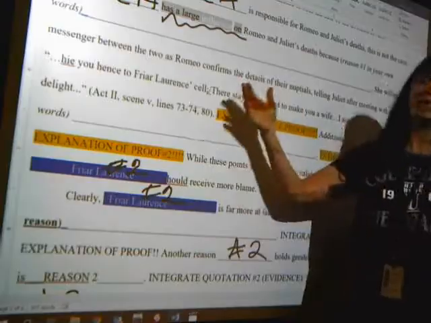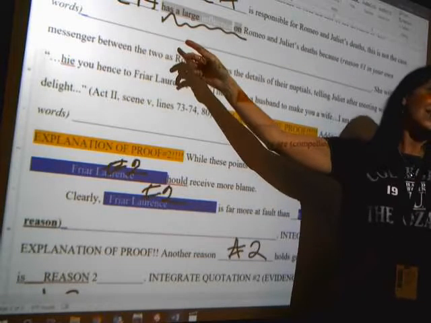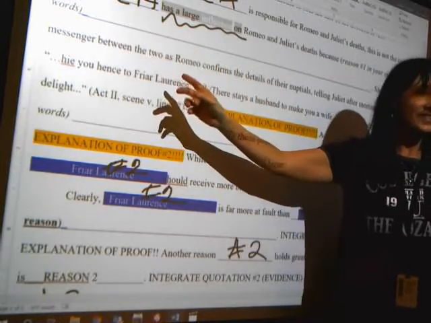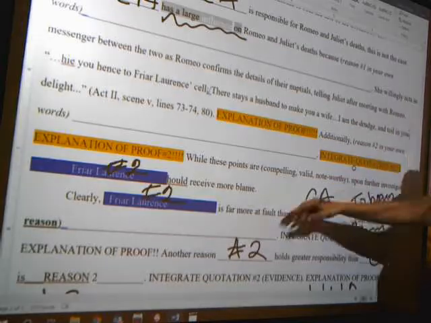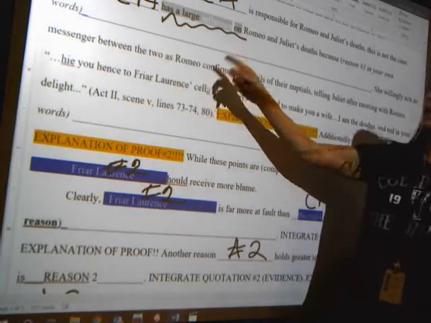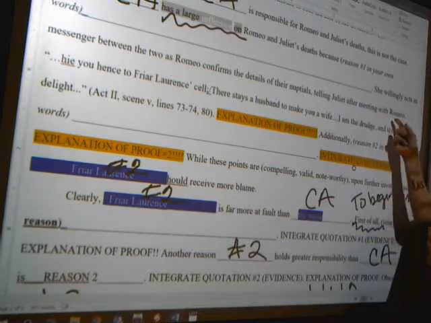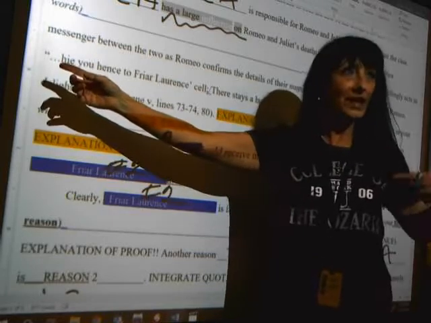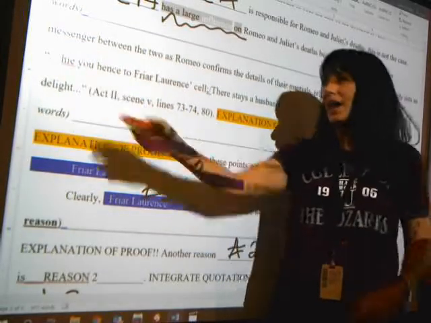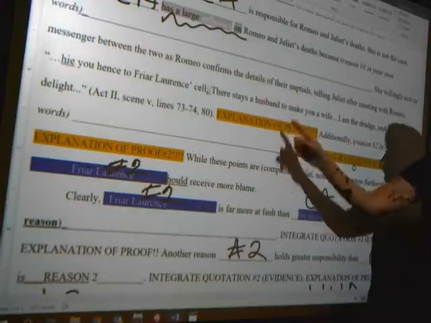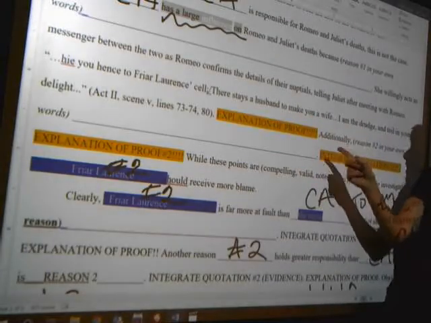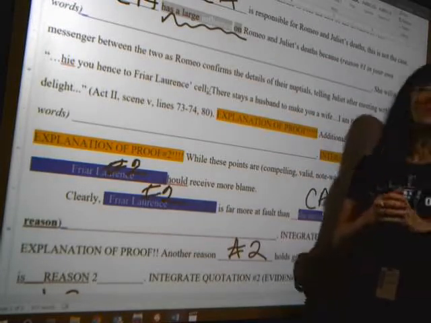Here's my example for supporting my reason, that's not written up here, for the nurse, okay? She willingly acts as messenger between the two, as Romeo confirms the details of their nuptials, telling Juliet after meeting with Romeo, quote, "Hie you hence to Friar Lawrence's cell, there stays a husband to make you a wife. I am the drudge and toil in your delight."